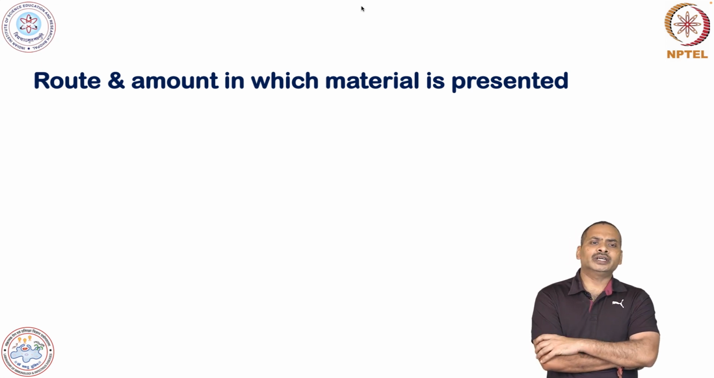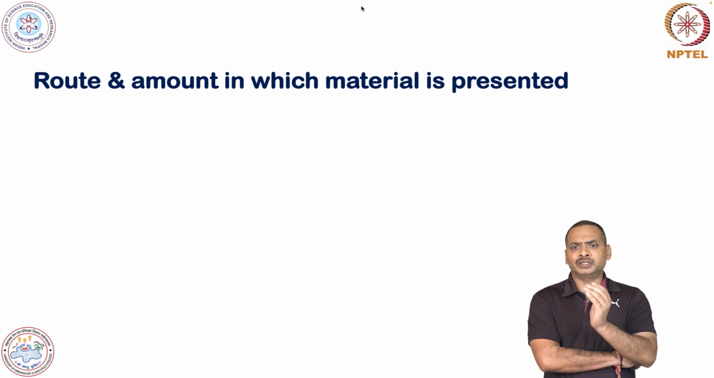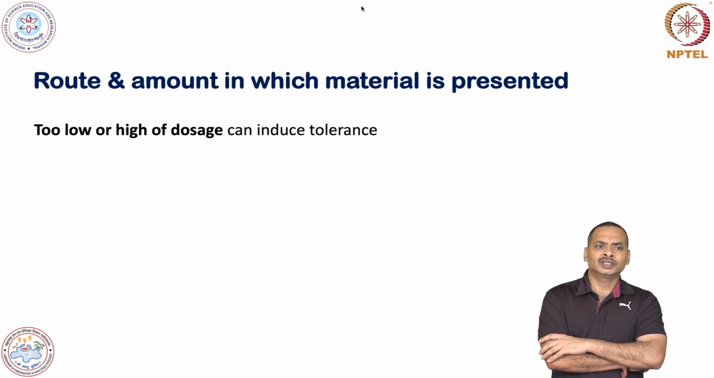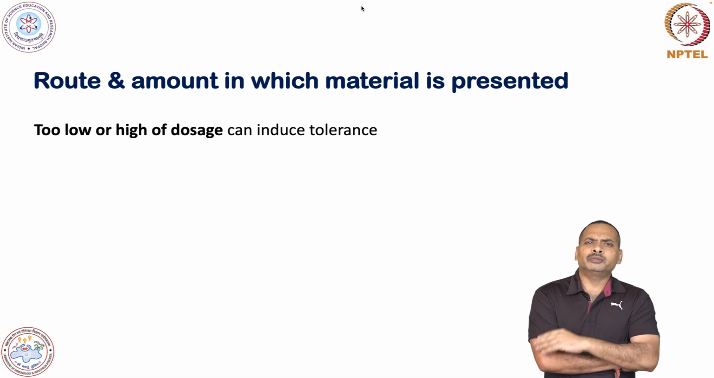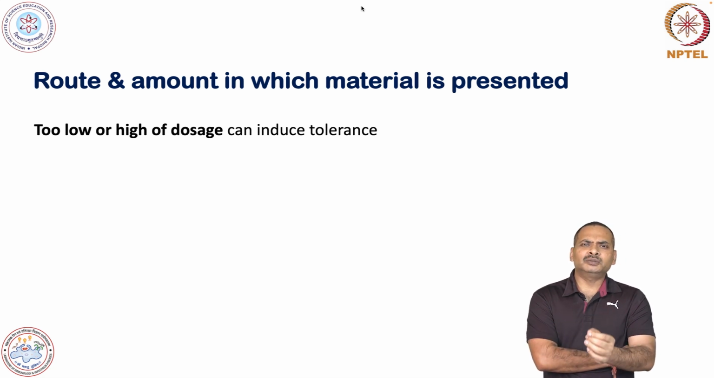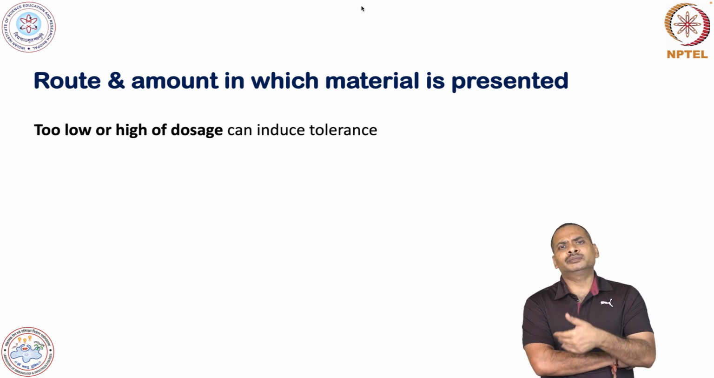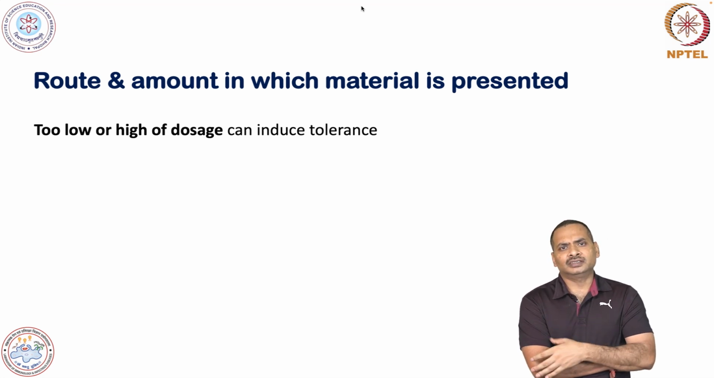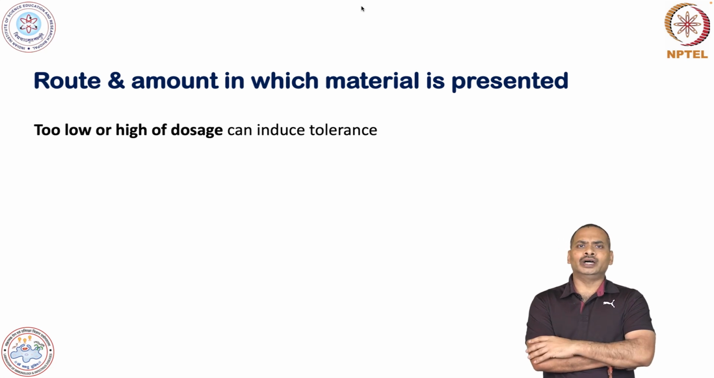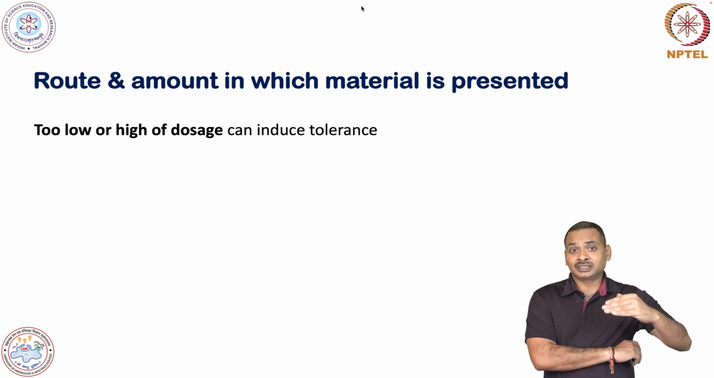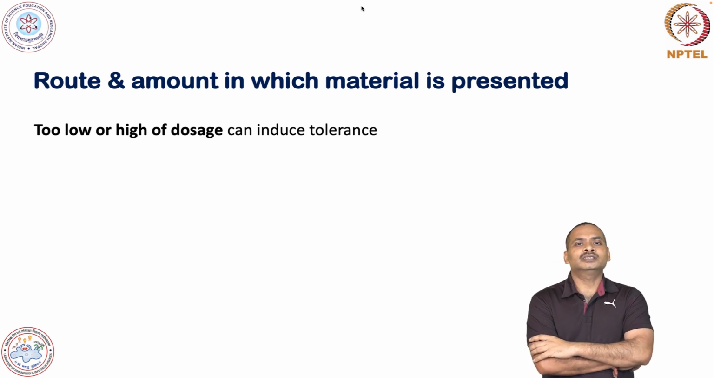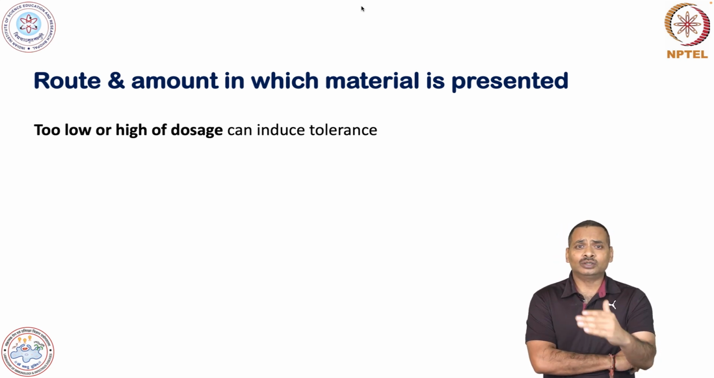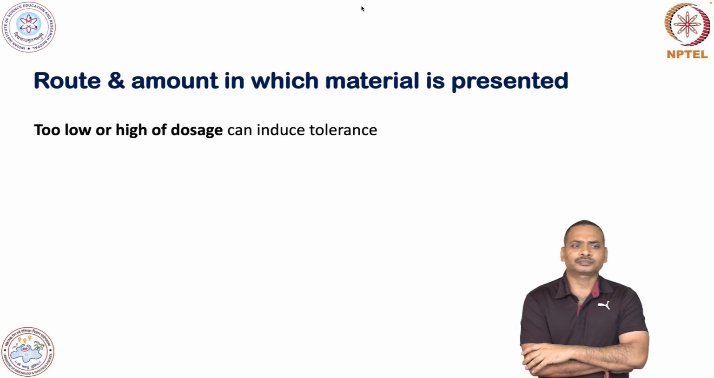Another is the route and amount in which the material is presented. As I told you, if it is an extremely low amount of antigen, that will basically induce tolerance. Too low and too high are both a problem. So it is very important to find the correct dosage of a particular antigen or immunogen.